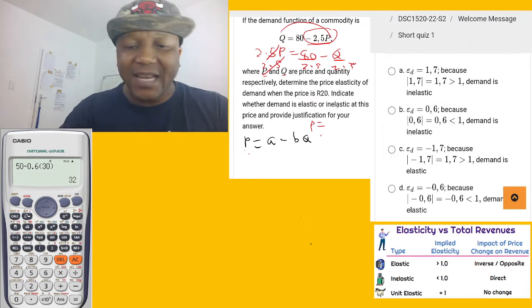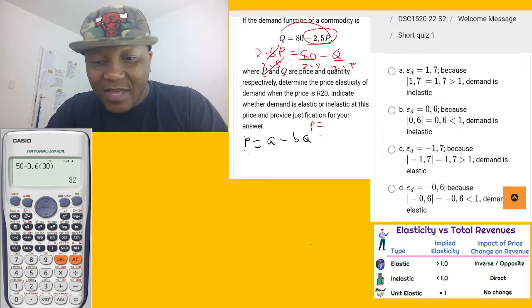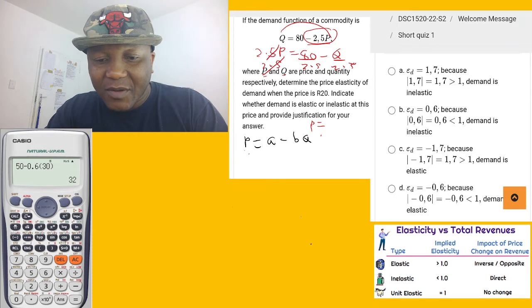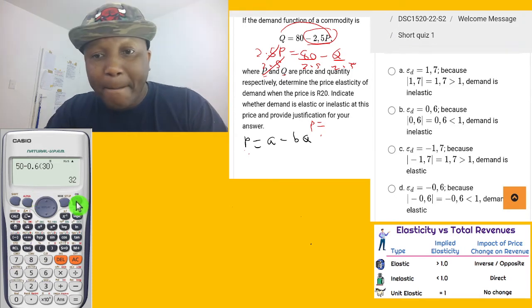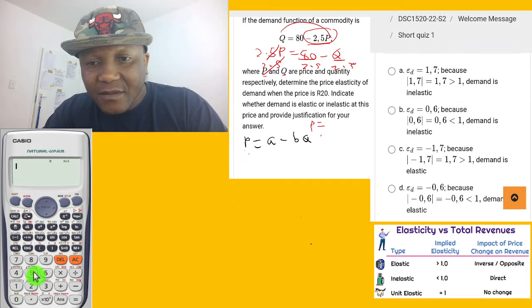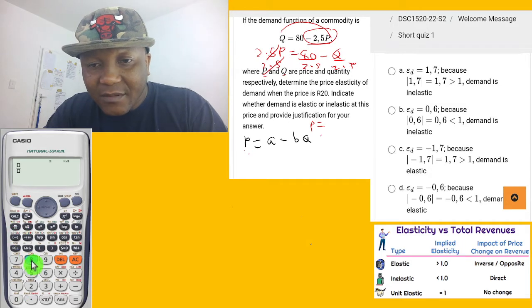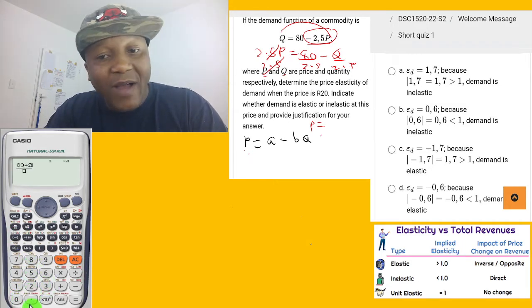Let's plug in the calculator. 80 divided by 2.5 here. 80 divided by 2.5, fraction 80, divide by 2.5.